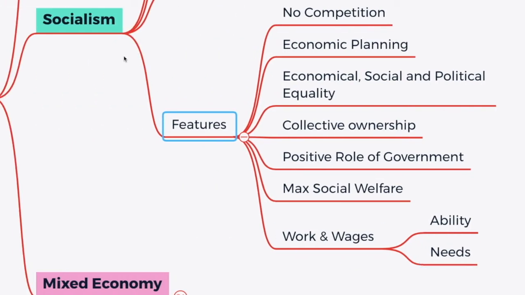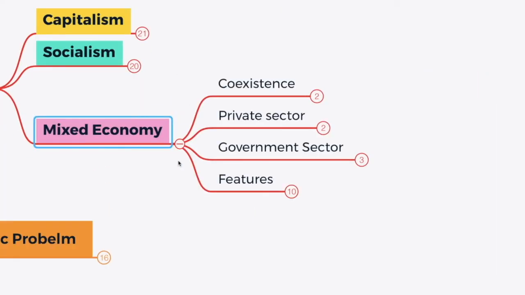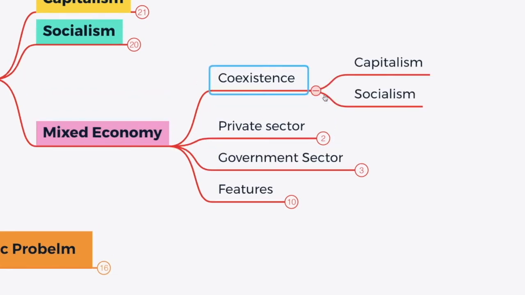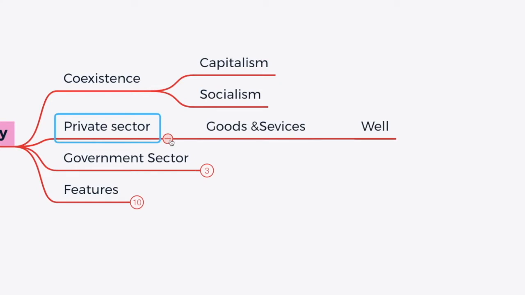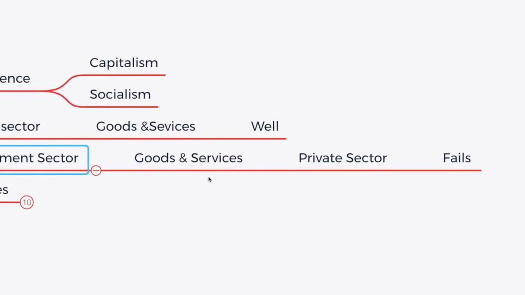And finally, let's move on to mixed economy. What's mixed economy? It's a combination of capitalism and socialism. It's coexistence of capitalism and socialism. Here the private sector will produce goods and services which they can produce well, and government sector will provide those goods and services which the private sector fails to provide.